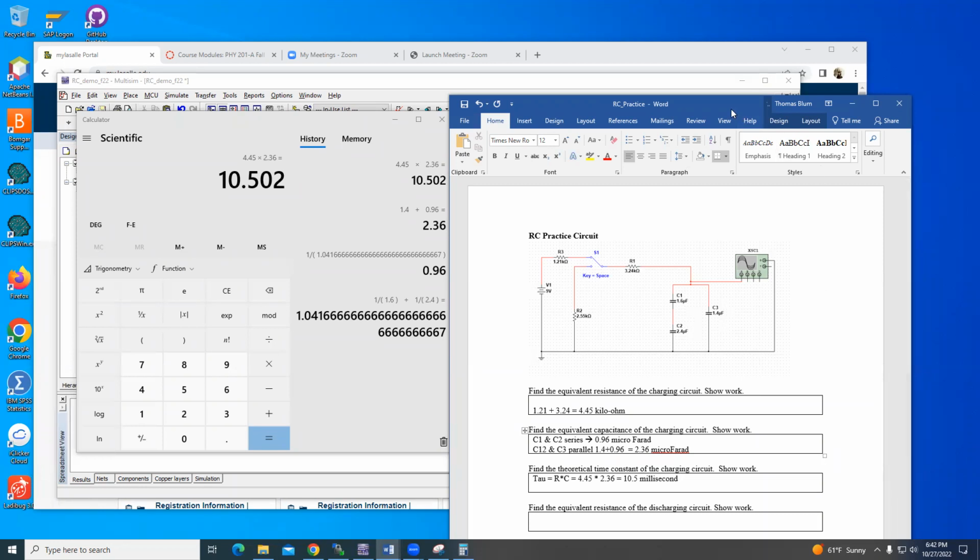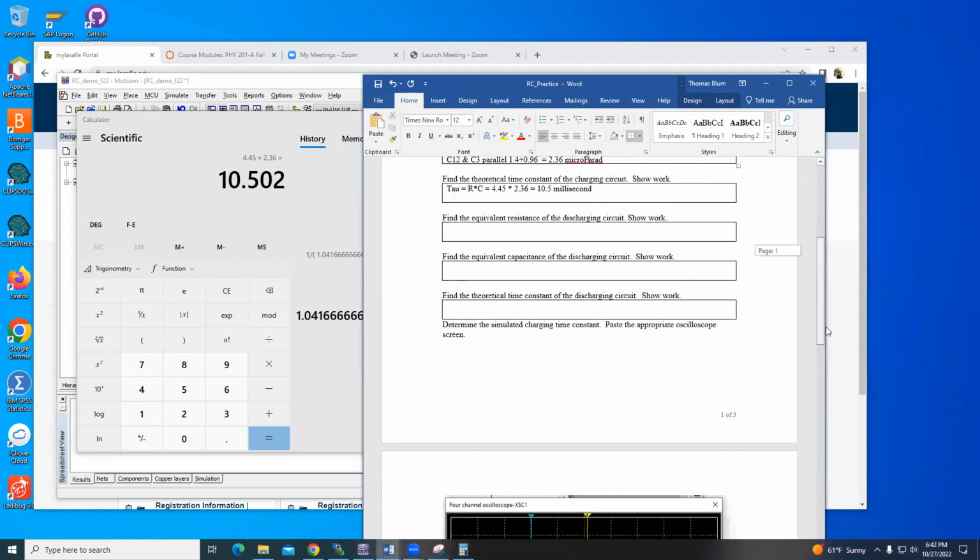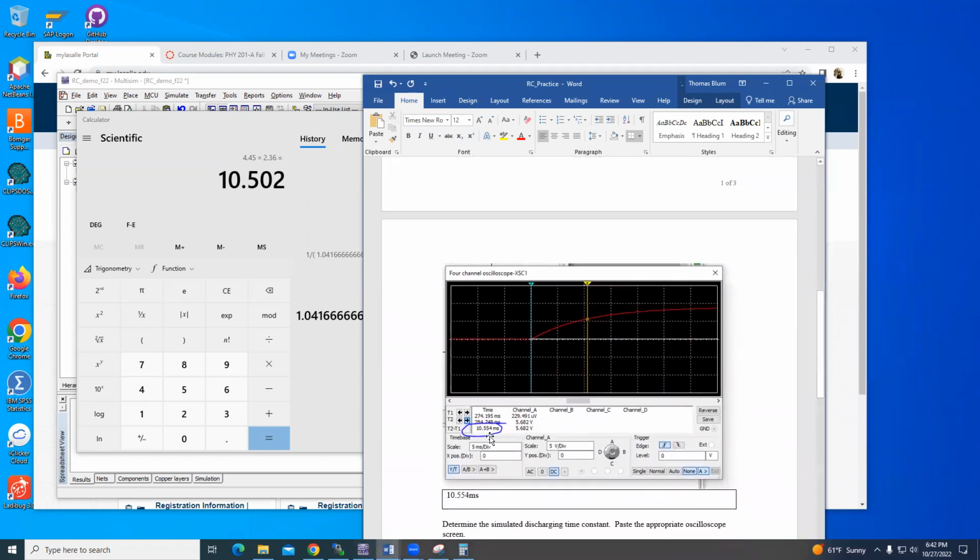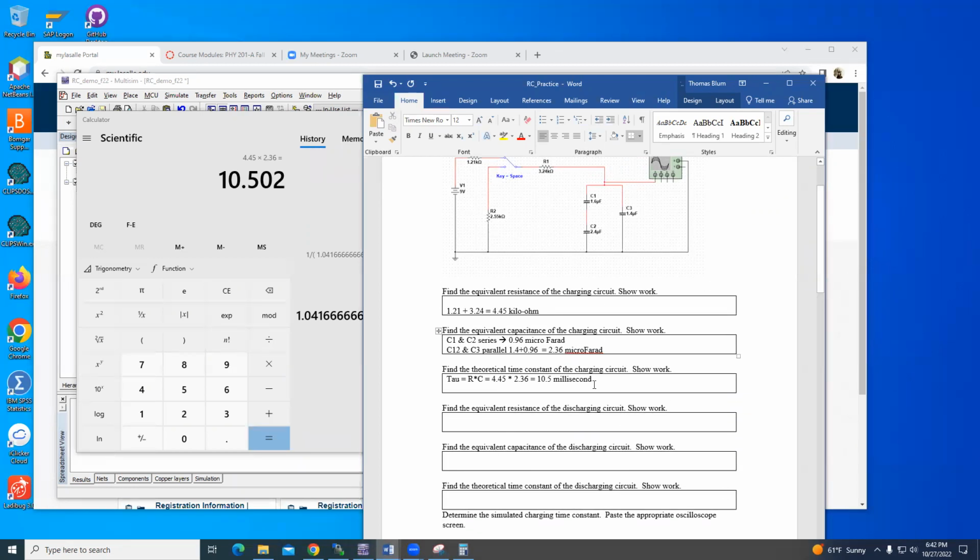What did I get simulationally? This was the charging. I got 10.55 milliseconds. And what did I get here? Theoretically, 10.5 milliseconds. So I agree, my theory and my simulation pretty much agree, so that's good. All right. Find the equivalent resistance of the discharging circuit.